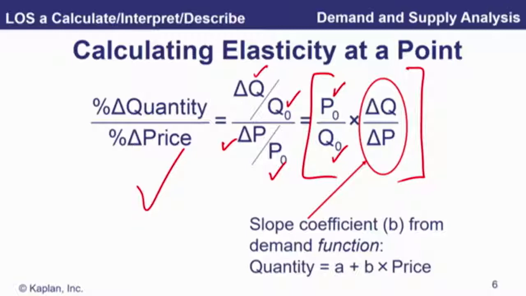Then the change in quantity given the change in price, well, if we have this demand function, which is quantity as a function of price, it's going to be the equation of a straight line. So quantity will be A, some sort of intercept, plus B times price. B is the slope coefficient of price. In other words, if I change price by $1, quantity will change by B times 1. So the change in quantity given a $1 change in price is B. Therefore, B is the change in quantity over the change in price.